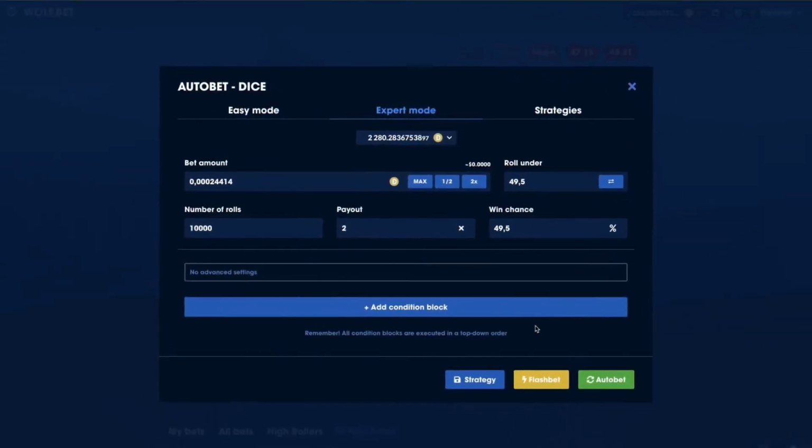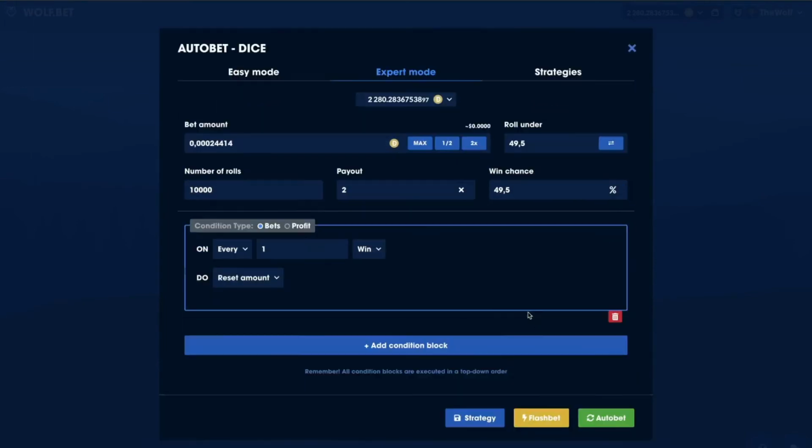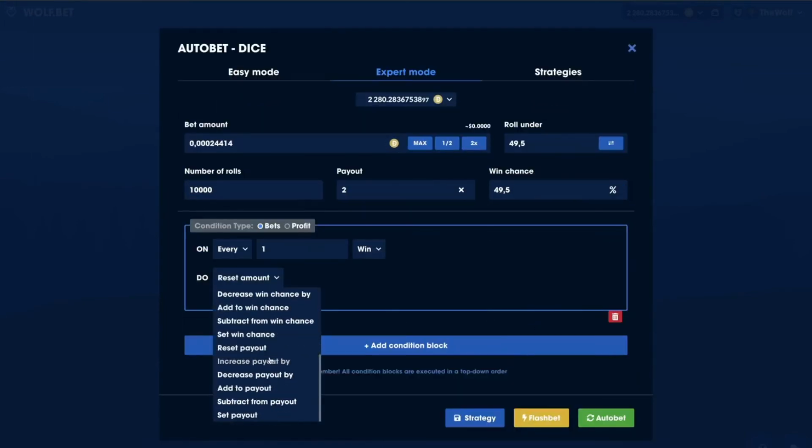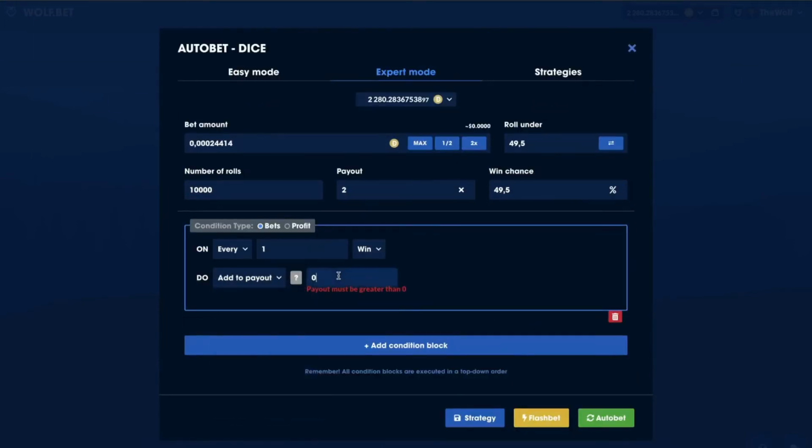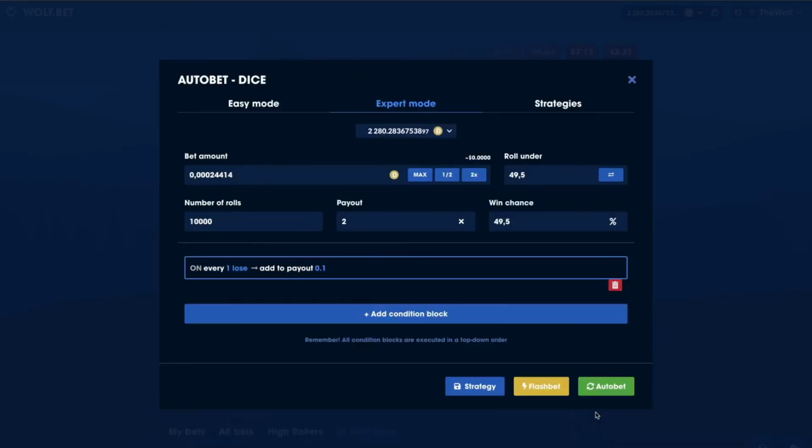You can add an additional payout amount at any given point. In this example, we have a payout of 2x and we want to increase it by 0.1x on every loss. I will choose Add to Payout and type 0.1x on every loss. Now, on every loss, a value of 0.1x will be added into our payout.